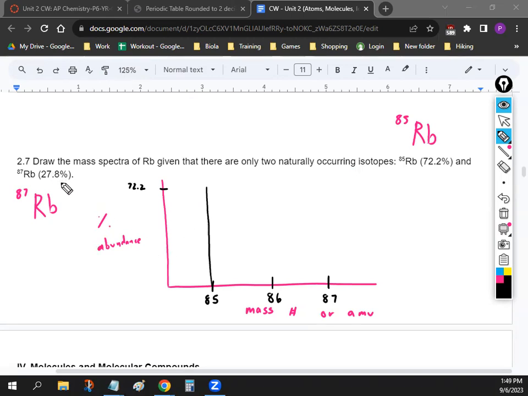27, 28 is about a third of 72. It's about 75, 25, that's about the ratio. So as long as your height is about a third, you're good. If you really want to label it, you can write 27.8. That's it. That's your mass spectra. If you wanted to get fancy and make it those blocks, you can, but you don't have to. I just do lines because I can't draw.